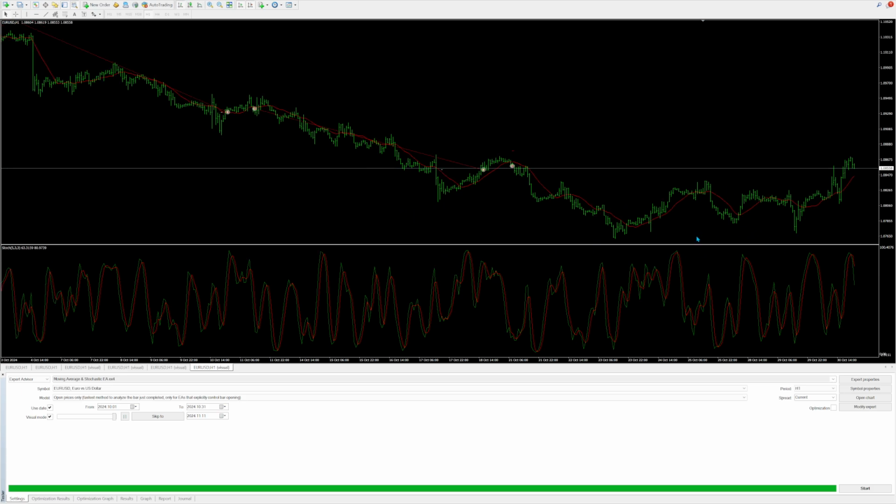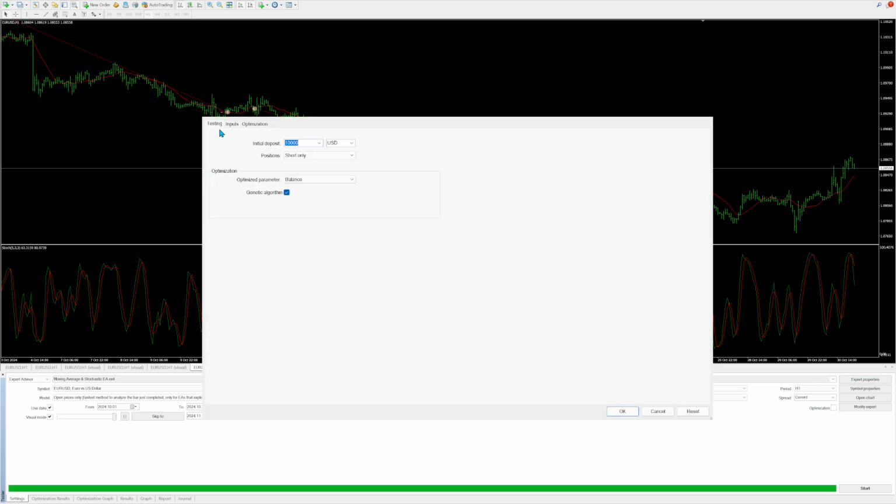which is why the alerts is also a very good function. And also with optimization, you see this genetic algorithm box, I had it checked here. That basically means the EA will combine the settings for the optimization based on what it thinks will produce the best results. If you uncheck it, it will do every single combination, which can take a long time.